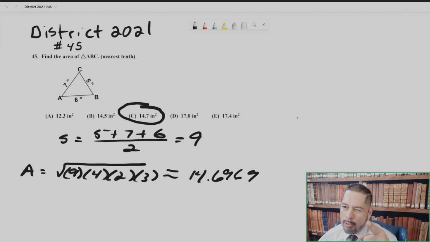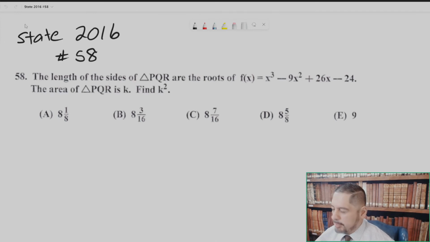Now for one that's more challenging, we're going to go to State 2016, number 58. And this one states, the lengths of the sides of triangle PQR are the roots of this cubic polynomial. Find the area of the triangle, K, and they don't even want the area, they want the area squared, K squared. What that means is when you get the area, you don't have to do the square root, right? So there you go. Pause your video, do it, and I'll fast forward my work, and we'll see what the answer is.